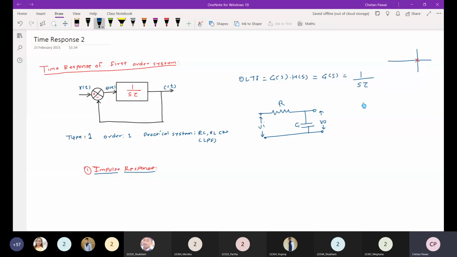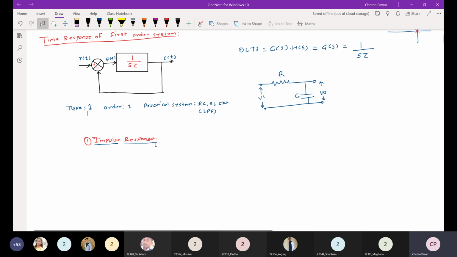Can anyone tell me what is the Laplace transform of the impulse response of any system? We have seen this when we studied the LTI system. The Laplace transform of the impulse signal is 1 only. Note the difference between the impulse response and the impulse signal. The impulse signal is this signal, and its Laplace transform is 1.